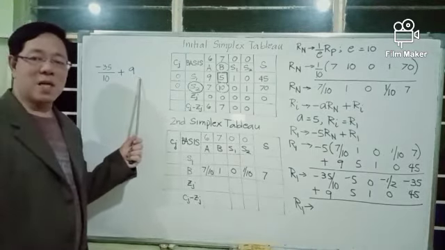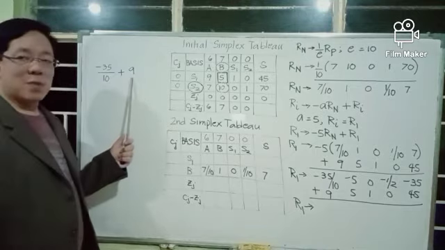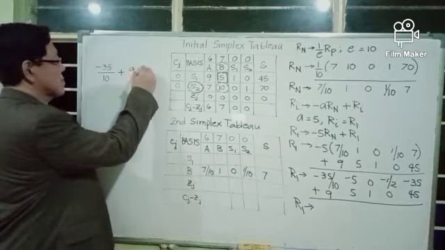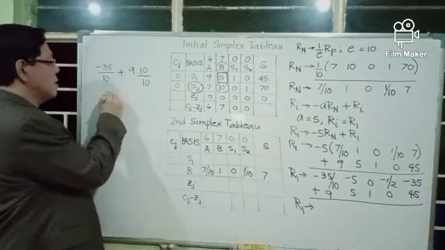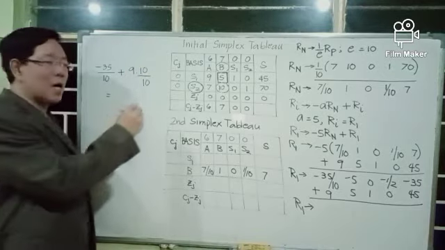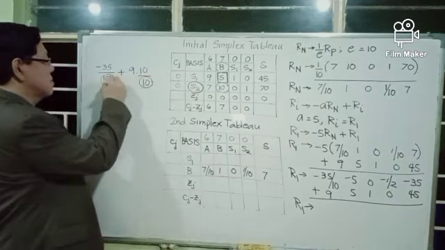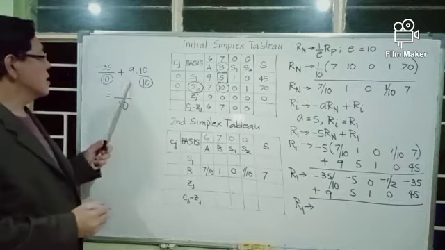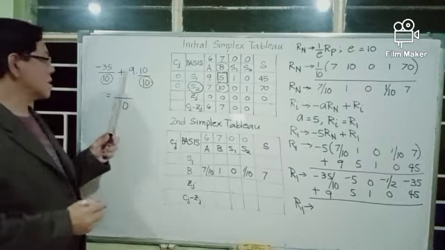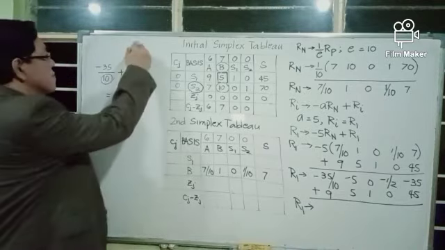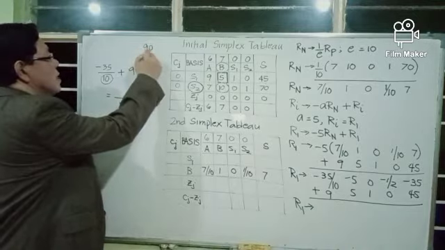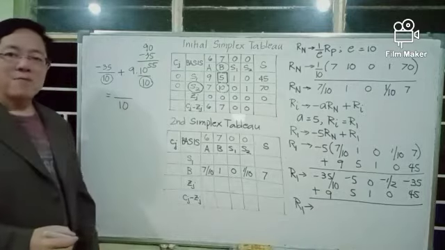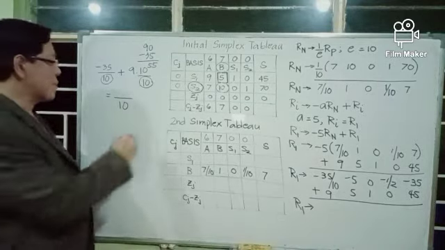For 9 to have a denominator of 10, you multiply 9 by 10 over 10. And the common denominator now is 10. And you can do this in your head. 9 multiplied by 10 is 90 minus 35. 90 minus 35 is 55. Positive 55.